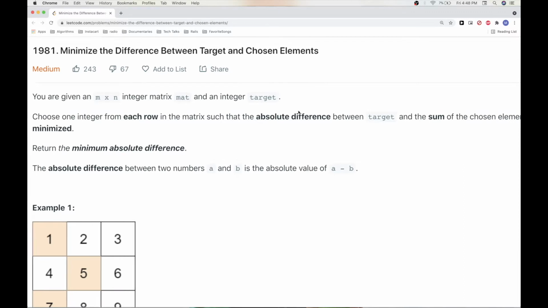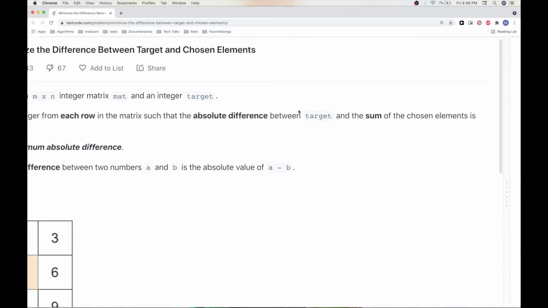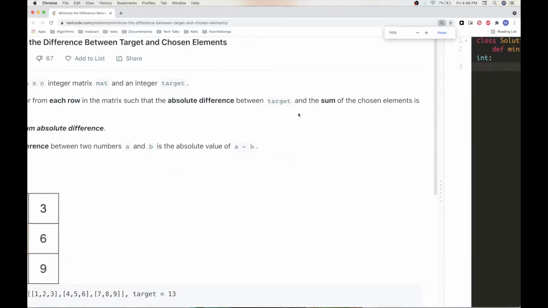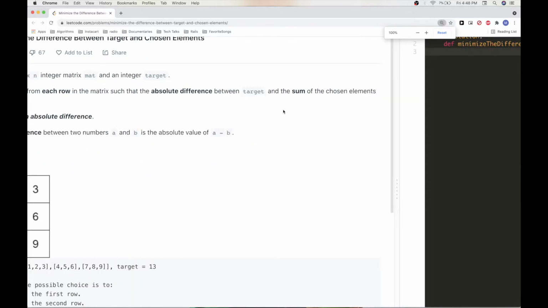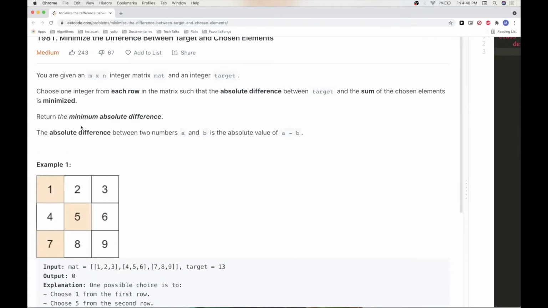So we want to pick essentially one cell from each row, then take the sum, and then take the absolute difference of that with target, and we want that value to be minimized. What we are free to use here is whichever value in each row we want.